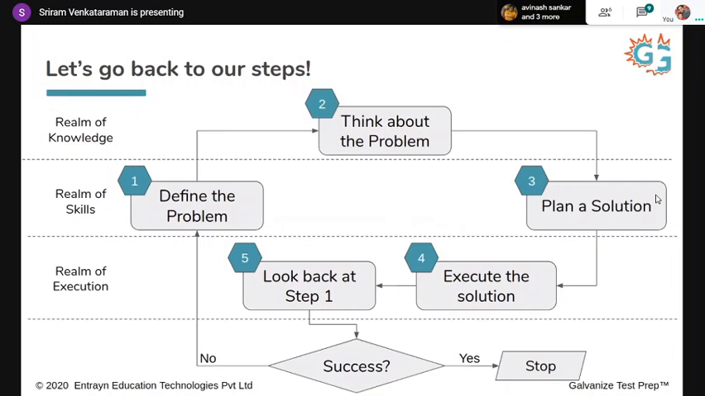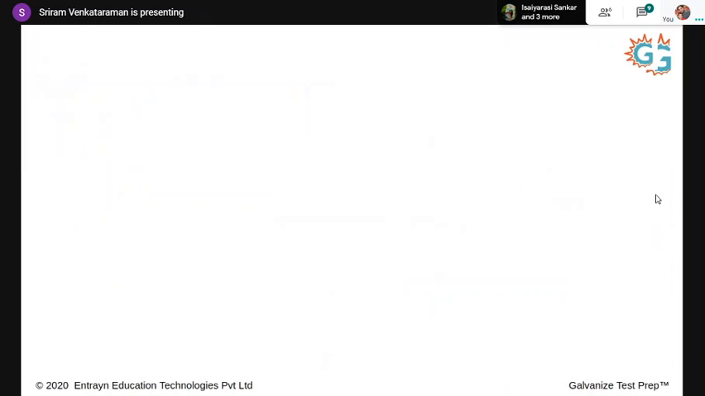Am I making sense? And the last one is the realm of execution, where you're actually working out things, right? And looking back at step 1, that is what is going to help you stop making those careless mistakes, because you're going to check your answer against what is given in the question once, and you're going to actually find out if something went wrong, right? So we have these three realms where you're going to have some skills, and there is knowledge, and then there is actual execution.